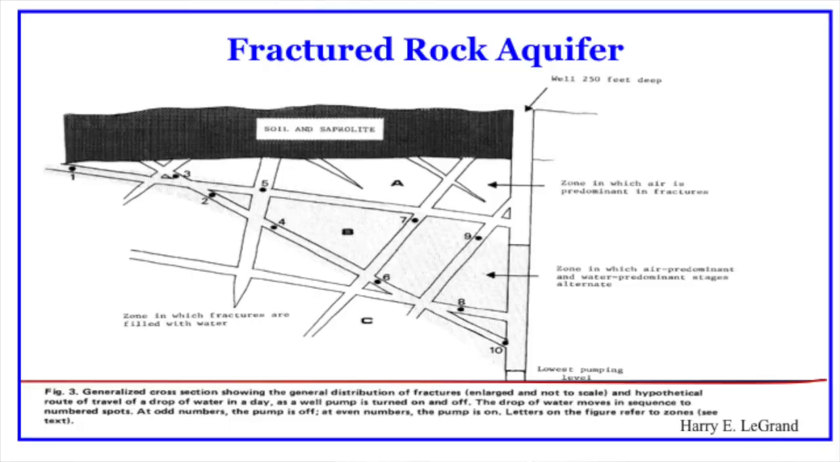So much less is known that 1 out of 5 wells could easily be drilled dry. In this particular slide, there is a well mocked up to the right of this fractured rock scenario, and there are 3 zones that are depicted, A, B, and C.